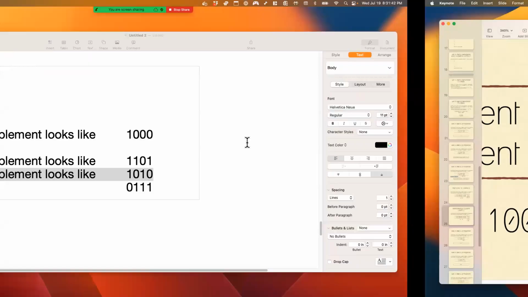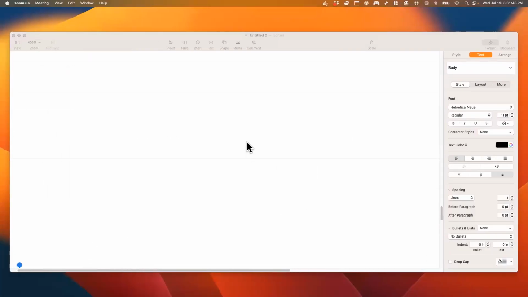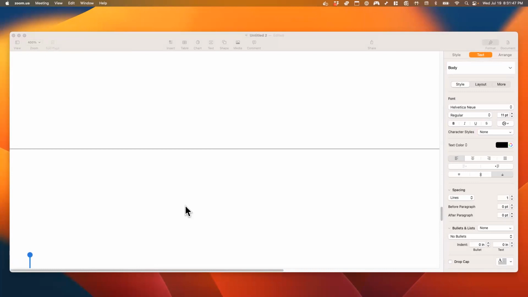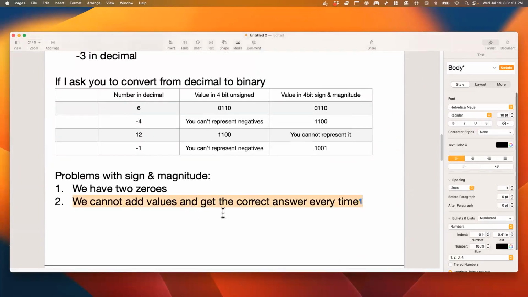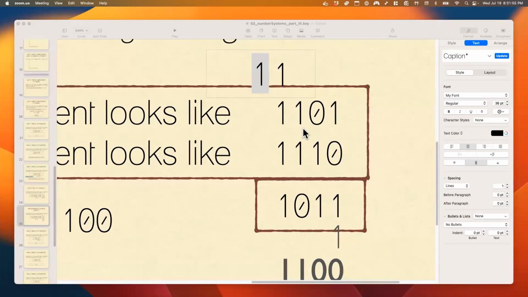So in that sense, 1's complement is actually better than sign magnitude, because there is a way to make addition work every single time if you just follow this simple rule.